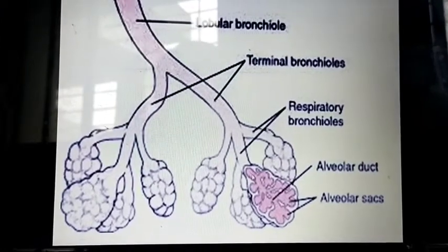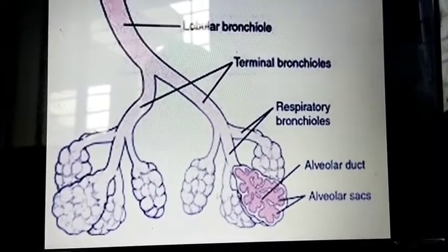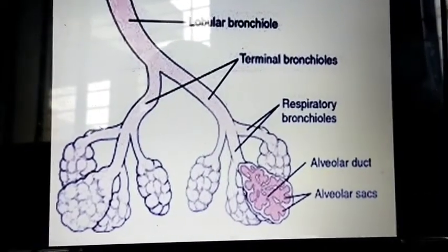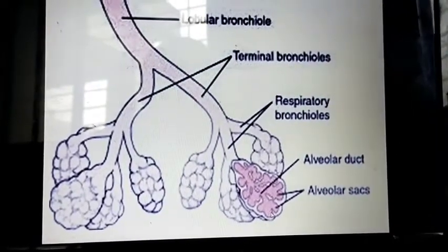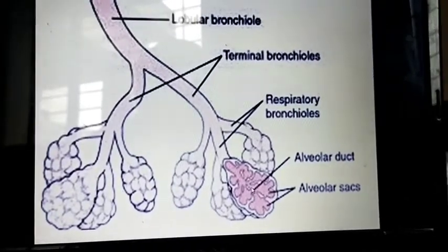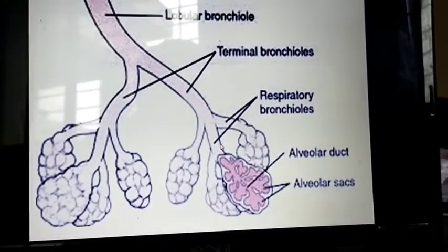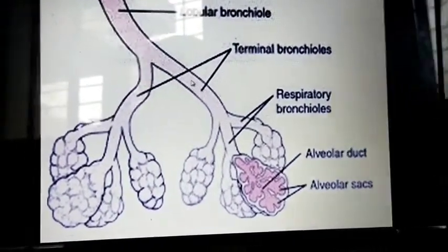This is the alveolar duct, and this whole bunch is the alveolar sac. This is the alveolar duct. These are the alveolar sacs, and this is the alveolar duct, and these are the respiratory bronchioles, and these are the terminal bronchioles.